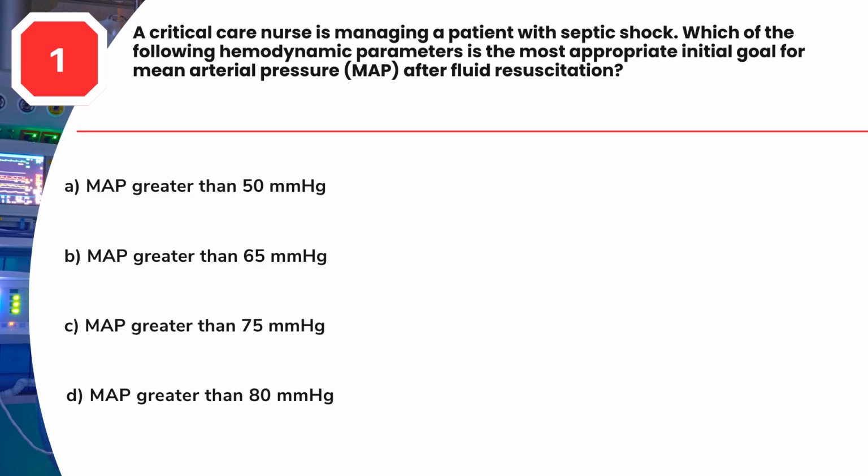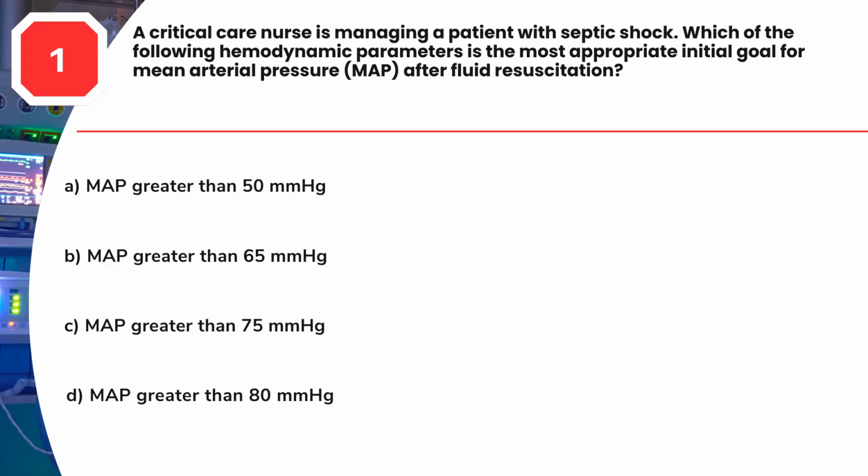Question 1. A critical care nurse is managing a patient with septic shock. Which of the following hemodynamic parameters is the most appropriate initial goal for mean arterial pressure, MAP, after fluid resuscitation?